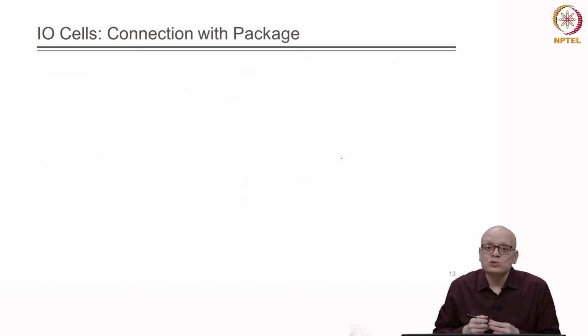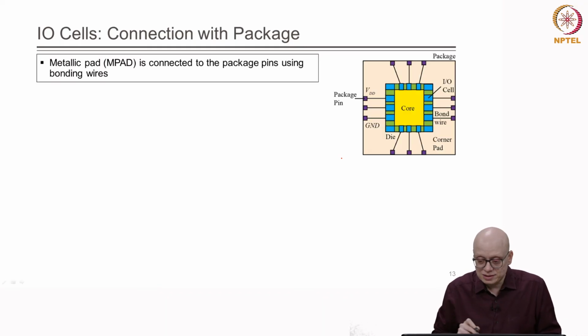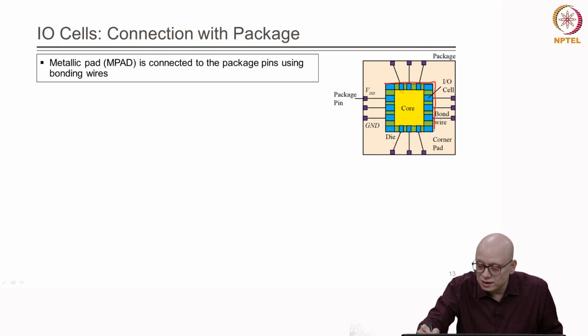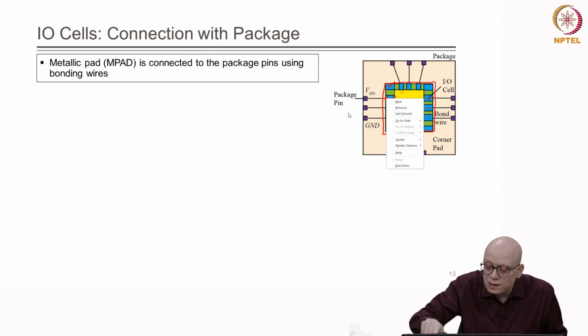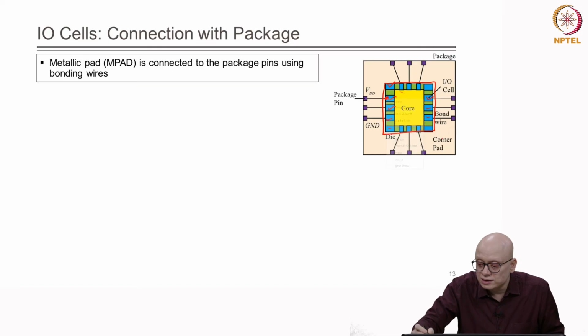Now, how are these IO cells connected to the package? Let us understand it. This is the core, this is our die, and these blue elements are IO cells. We saw that in IO cells there was a metallic element, MPAD. From that MPAD, a wire will go and connect to the package pin. These are the package pins that are shown here.